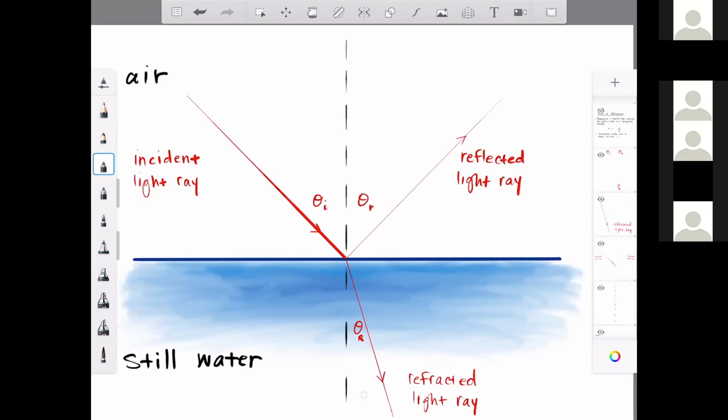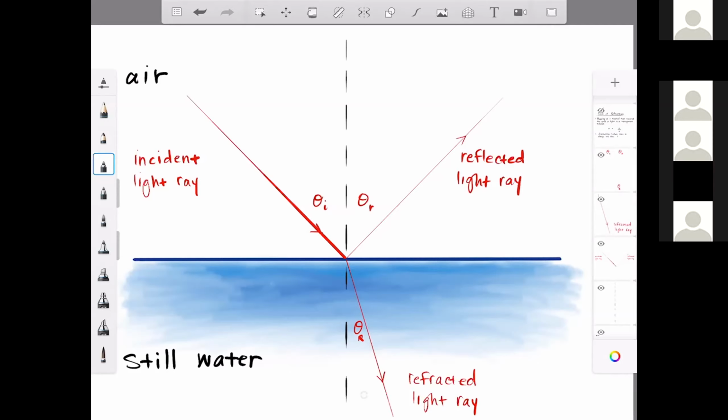But now we have another angle called the angle of refraction. Since both of those things start with the letter R, I use a capital R and a lowercase r. So theta capital R is going to be the angle of refraction, for now at least. Now, how the light gets refracted is going to be dependent upon what type of material the light is going through.